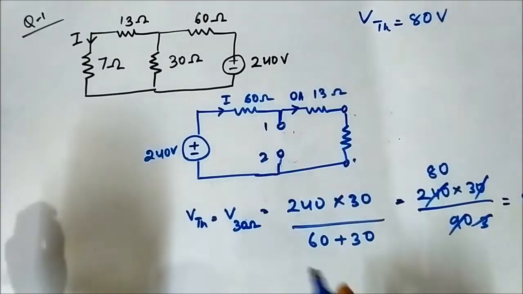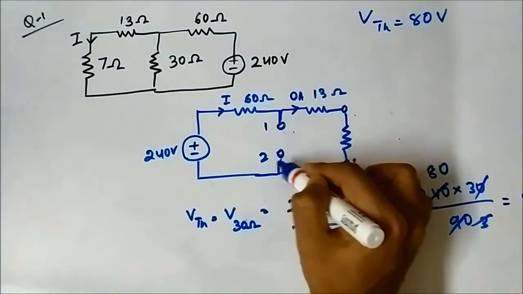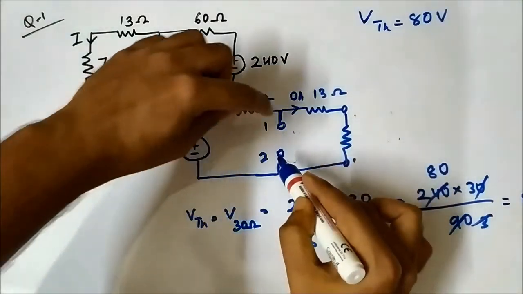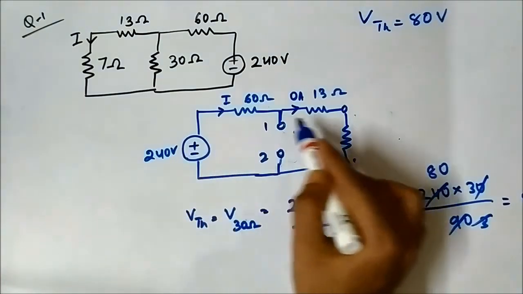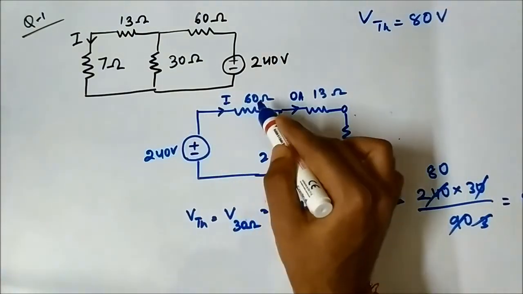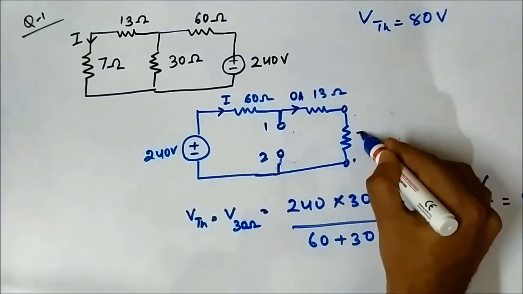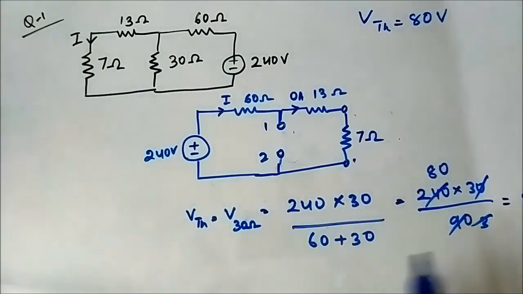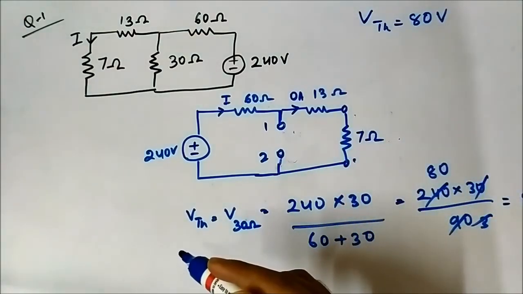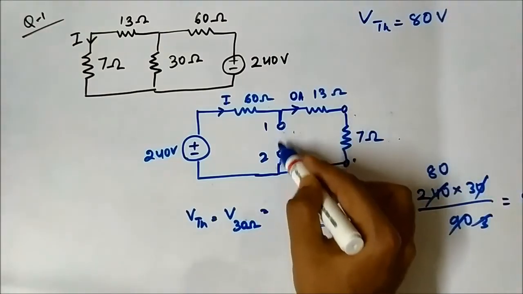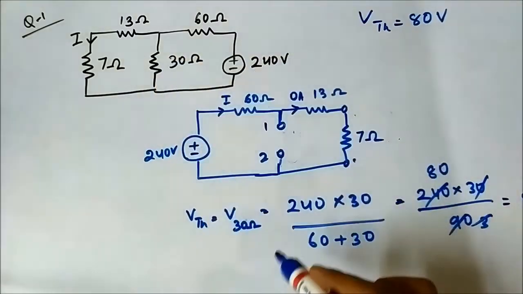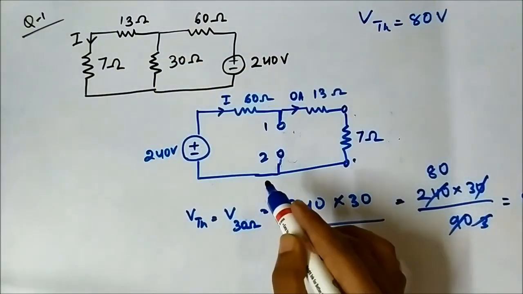In this case, we have to determine the Thevenin equivalent across these two terminals. Okay, so here this circuit 240 volt, 60 ohm, 13 ohm and 7 ohm will have to be replaced by the equivalent Thevenin circuit. In this case, we have to determine the Thevenin equivalent across the 30 ohm resistor terminals, open circuited terminals.